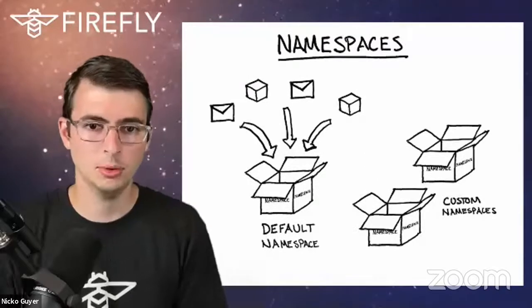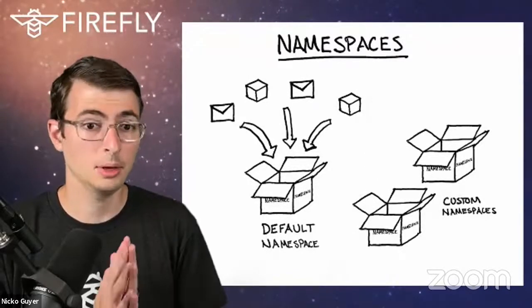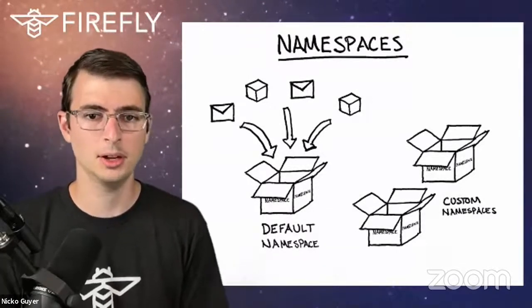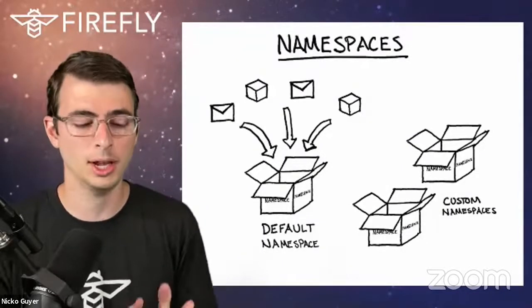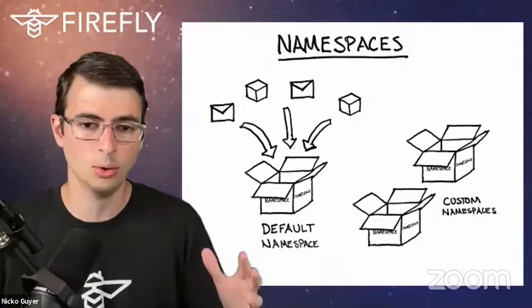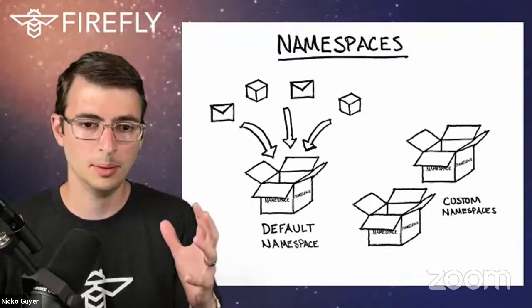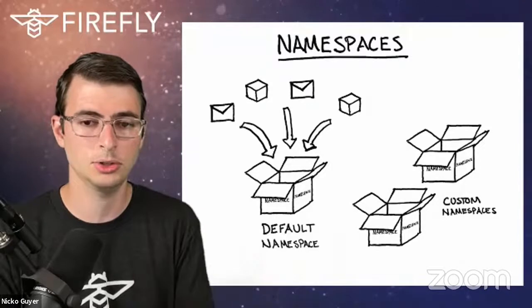Okay, a couple other concepts that I want to talk about just real quick, and then we'll actually look at some real examples, I promise. So namespaces. Namespaces in Firefly are a great way to segregate data or just group messages and data types that are related to a certain thing.